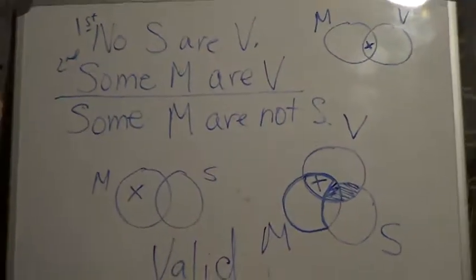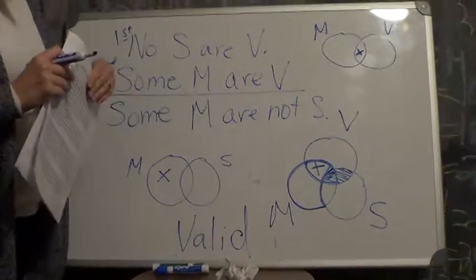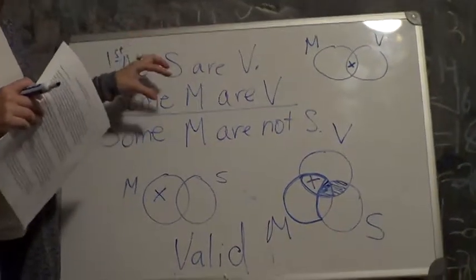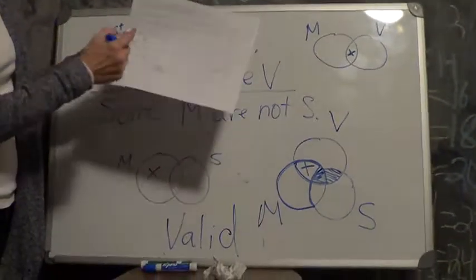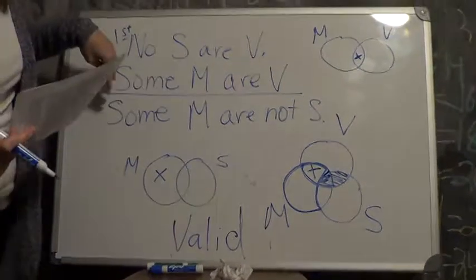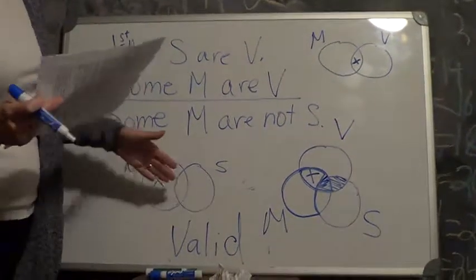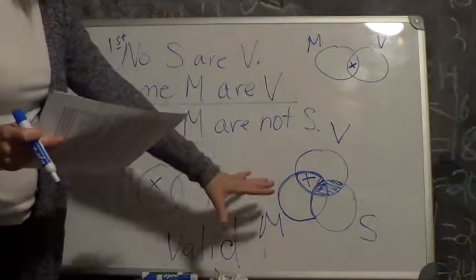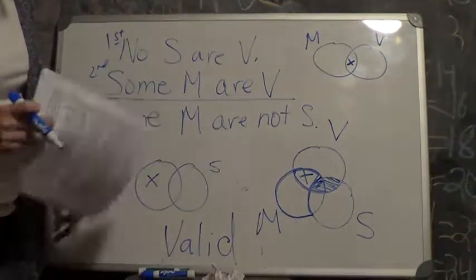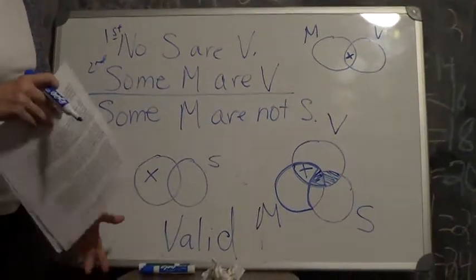Okay? So try the homework. In that one, you don't have to reduce the terms, you'll just be given these, and then you'll have to determine what the diagram would look like, and then you will make a judgment about whether it's valid or invalid.